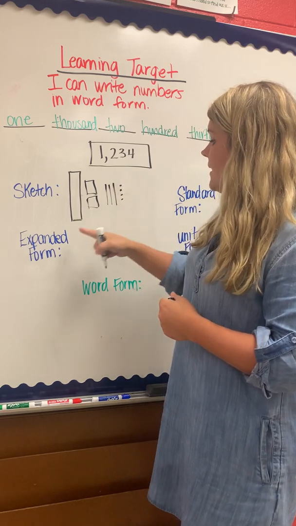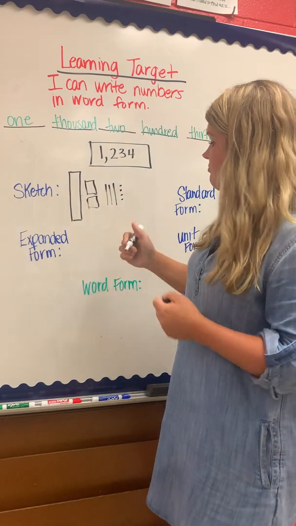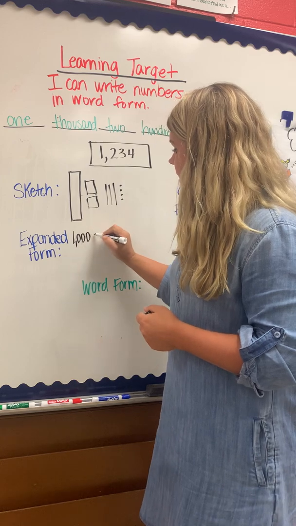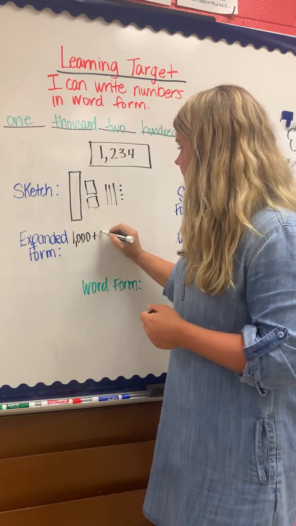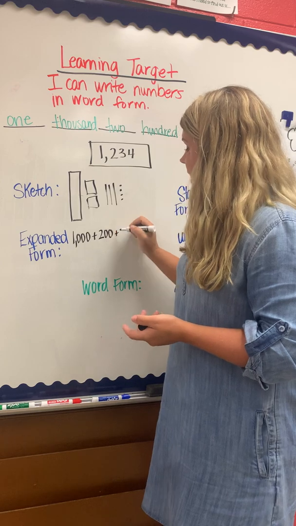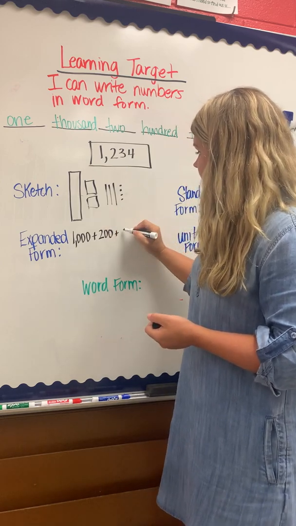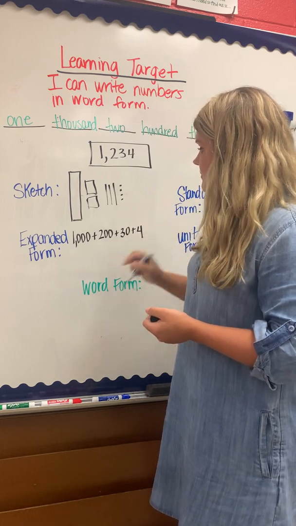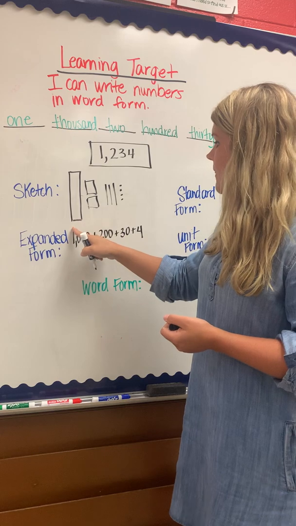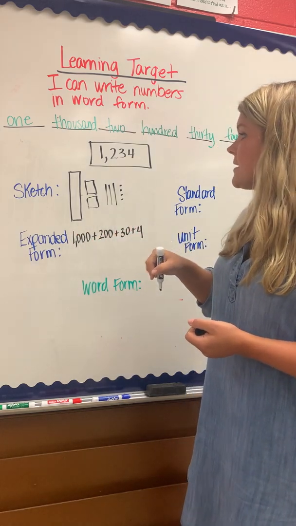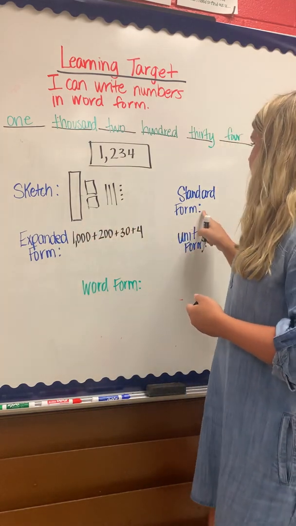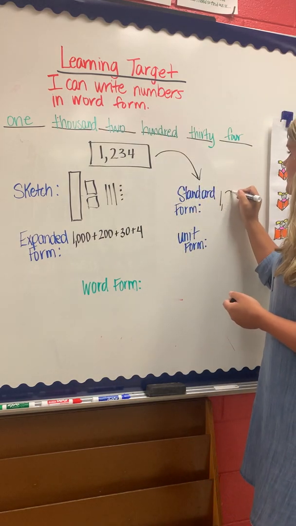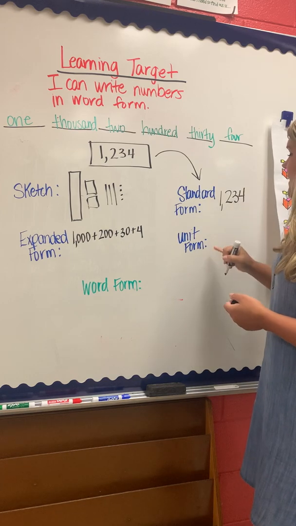1,234. Now to expand that, I'm going to go along in each place. All right, 1,000. And then I've got 200s, so the value of that is 200. And the value of the tens place right there, 3 tens is 30. And then I've got 4 ones. There I have expanded and I've shown the value of each of the pieces that I have sketched out. Now let's do standard form. Well, whoop, already did it. 1,234. Now the unit form.